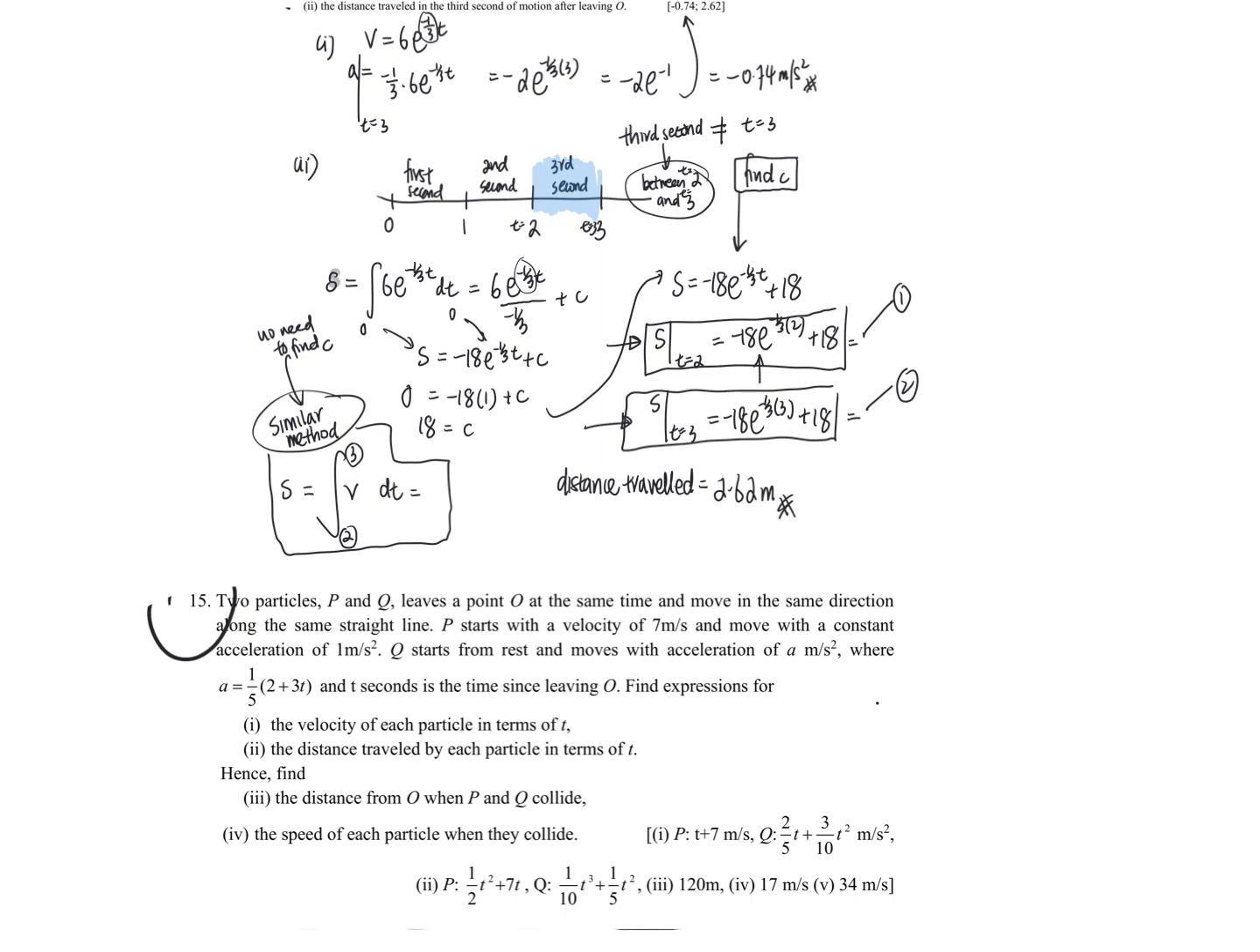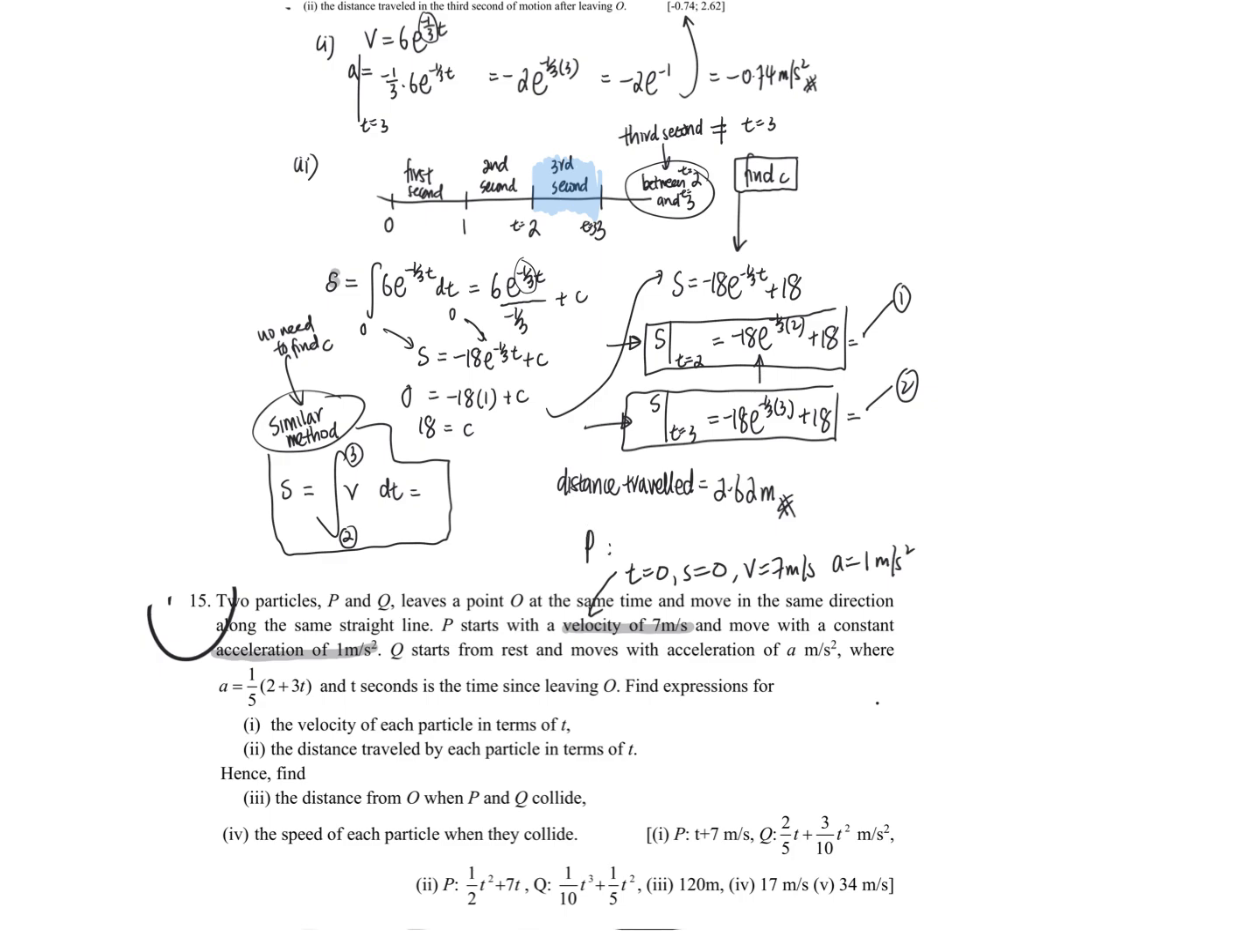Okay, great. Okay, two particles leave point O at the same time, moving in the same direction along the same line. So P starts with a velocity of 7 and moves with a constant acceleration of 1. Q starts from rest. So that means here at t equals 0 and s equals 0, v was 7 and a is 1. That's what they are trying to tell you for particle P.